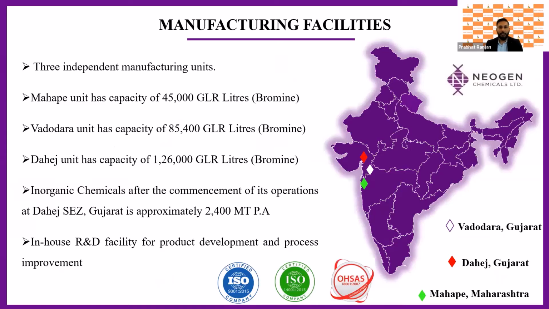Yeah. So this is a brief of the manufacturing facility of the company. The company was mainly manufacturing its product at Mahap, where it has 45,000 GLR liters capacity, which was fully occupied. Then the company also started manufacturing at Raudura, where it has a capacity of 85,000 GLR liters, right? So the current capacity is 130,000 GLR liters, and then a new capacity at Dahej is coming, which has a capacity of 126,000 GLR liters, or 1.26 lakh GLR liters. So that's again close to double the existing capacity.